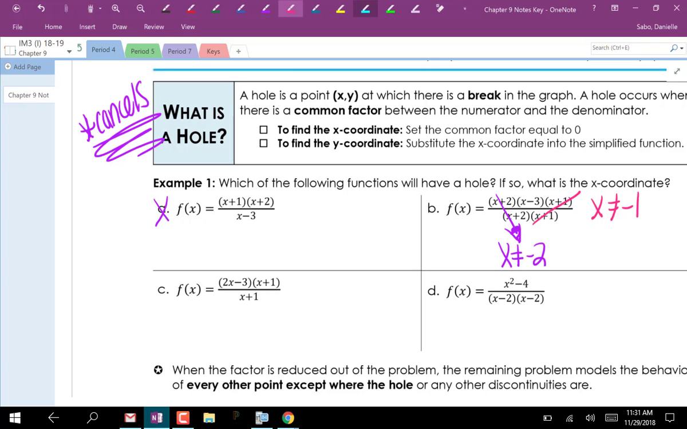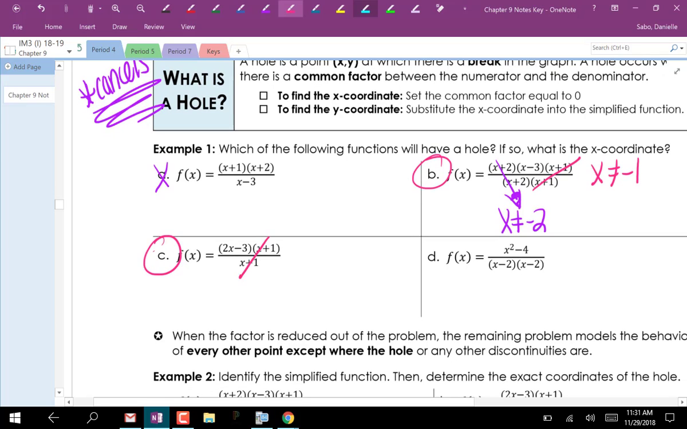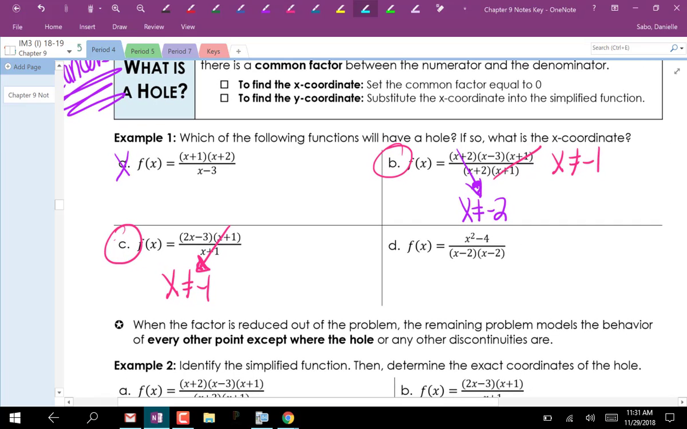Look at the next one. Does C have a hole? Yeah, it does. Okay, C has a hole as well. And where is that hole located? At what x value? Very good. Are you seeing that? Does that kind of make sense? Are you starting to see that that's creating the hole? It's canceling.